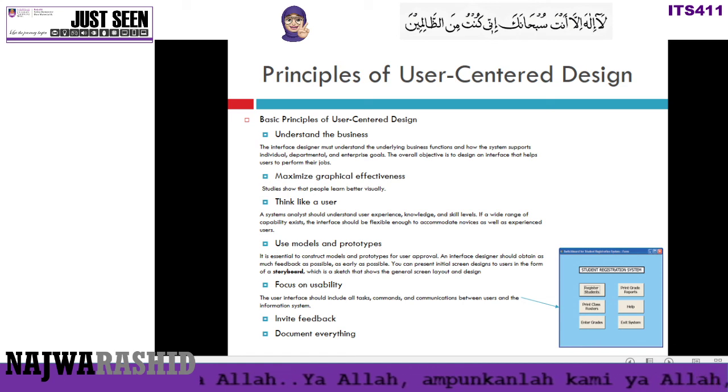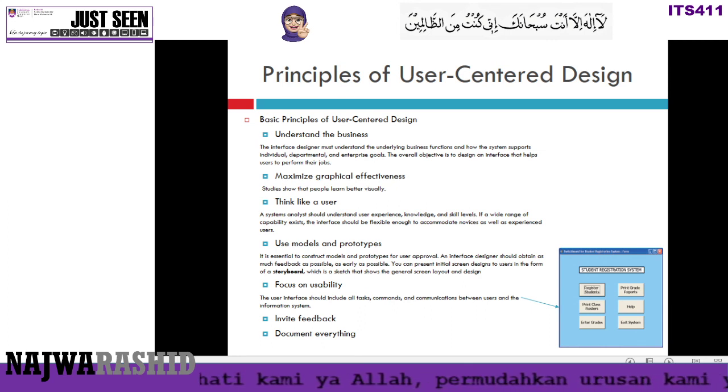Okay, next, focus on the usability. The user interface that you design should include all task commands and communication between the users and the information system. So you must design something that is easy for your users to use. Next, you need to design something that invites feedback from the users, get the feedback from the users, and document everything. So it is easy for you to refer back to any errors, any comments or feedback from your users. Everything must be documented.